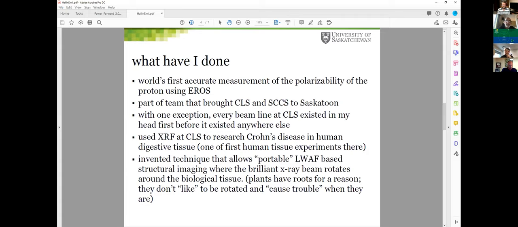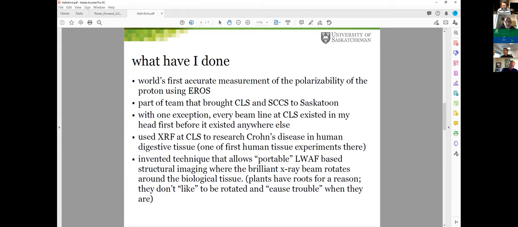Before the CLS, I helped build the electron ring of Saskatoon and did the world's first accurate measurement, again with the handedness thing, of the polarizability of the proton. I am a part of the team that brought the CLS and the cyclotron to Saskatoon. And with one exception, every beamline at the CLS existed in my head before it existed anywhere else. I've used XRF to research Crohn's disease in human digestive tissue. I think that was one of the first human tissue experiments done at the CLS.